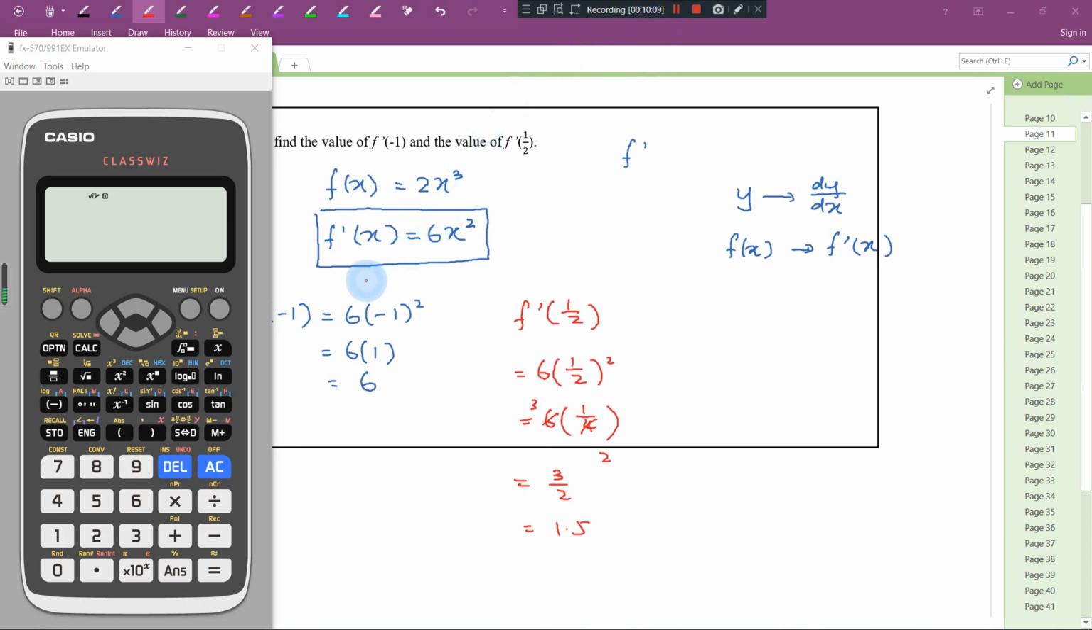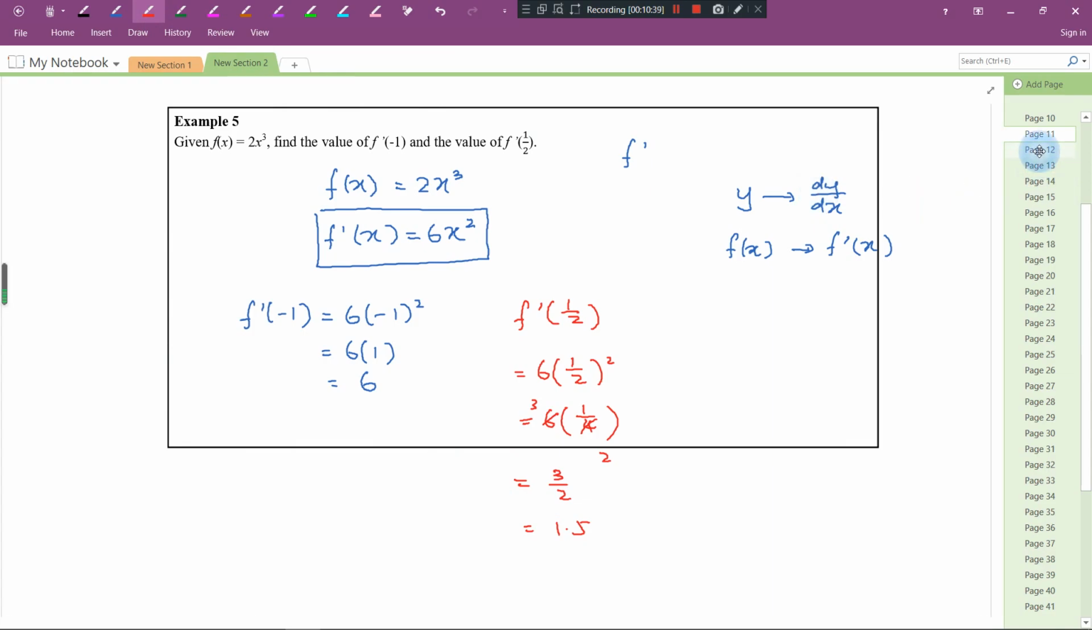For this type of question, you can use your calculator to help you check the answer. You just press shift and press this. You just key in 2x power 3, and then key in the value of x. Okay, let's try this one. 1 over 2. Just press equal. You will get the answer 3 over 2.